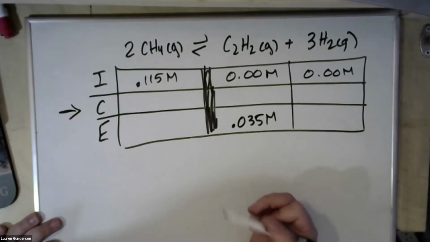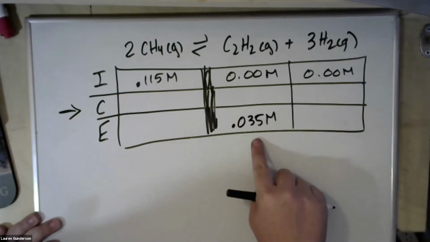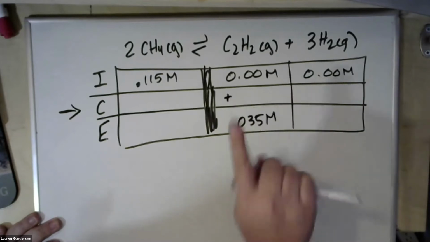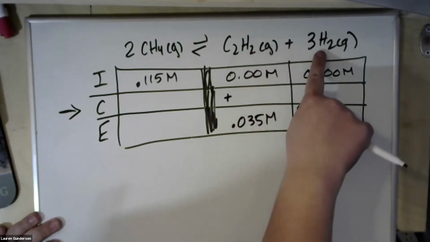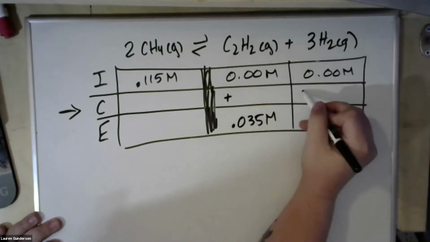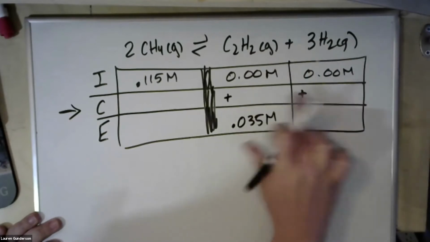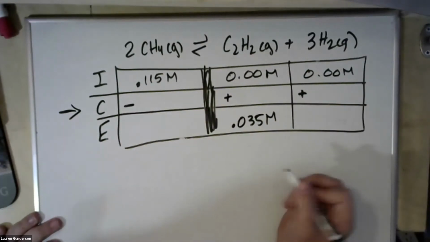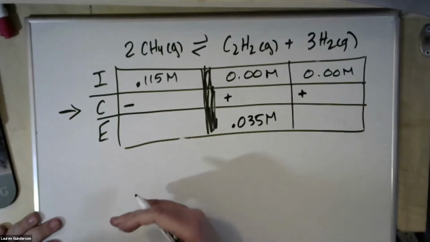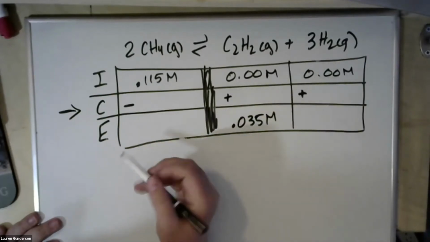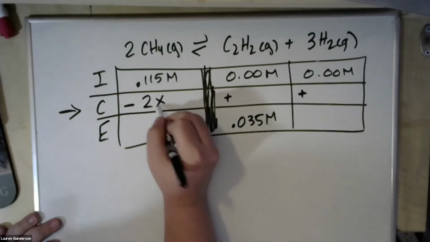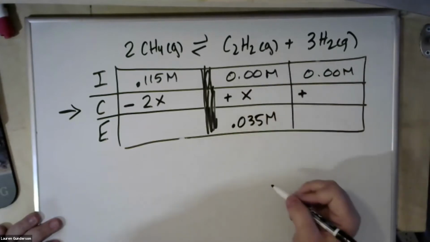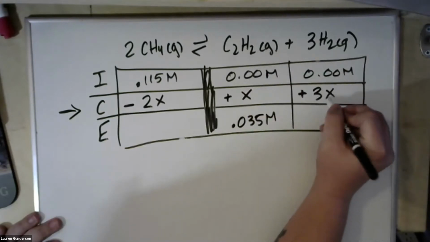The next thing that we can do in this case is fill in this change row. We know that we're creating C2H2, so this is going to have a positive sign. If we're creating C2H2, that means we're also creating the H2. And to create these things, we're using up our CH4. So now plug in your X values with their proper coefficients. So this will be minus 2X for CH4, plus X for C2H2, and plus 3X for H2.